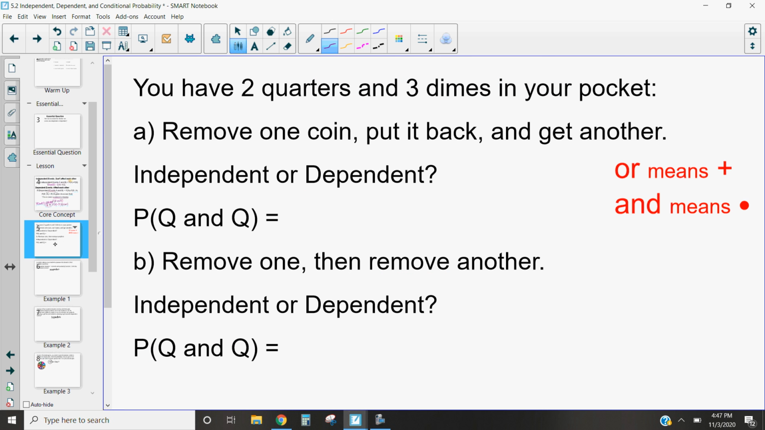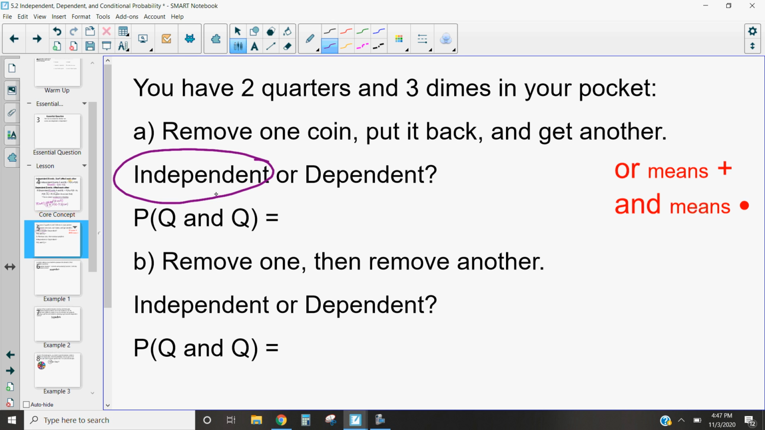So in this first one, you have 2 quarters and 3 dimes in your pocket. We're going to remove a coin, put it back, and then get another. Is this an independent event or a dependent event? Well, I'm going to remove a coin, put it back, and then pull out another one. Did the number of outcomes change, or was there any effect on what coins I had to choose from if I pulled a coin out, put it back, and took another one out? No, they don't affect each other, the probability. So these are independent events.